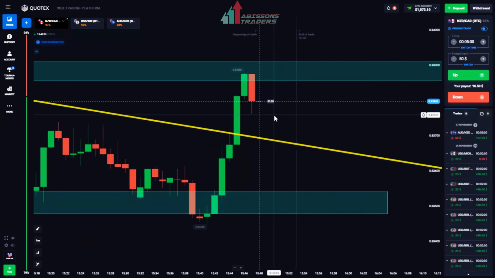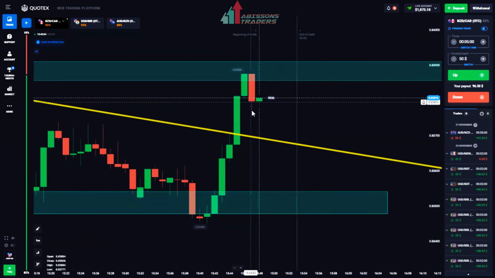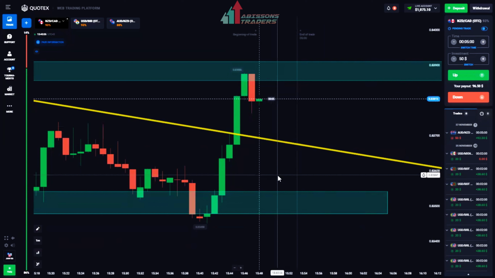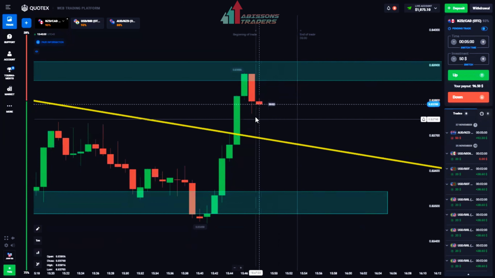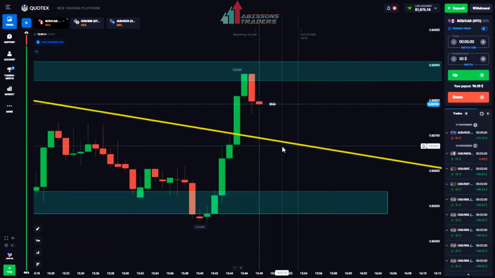Okay, they're trying to push back. That's not a good momentum candlestick. We have a rejection here, so we'll have to wait again. This is not good momentum. This rejection talks a lot, guys.